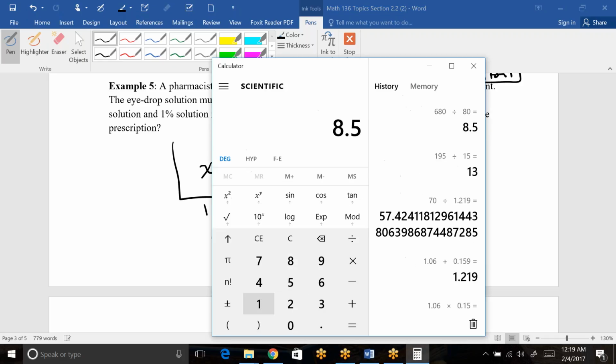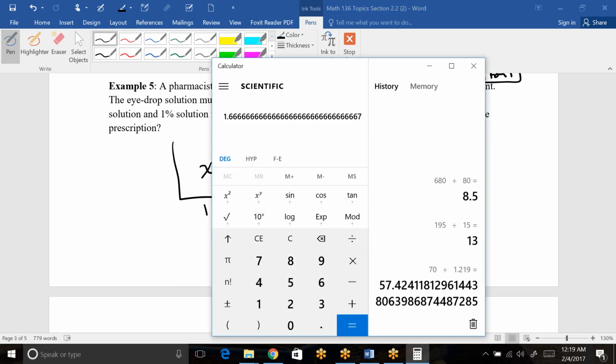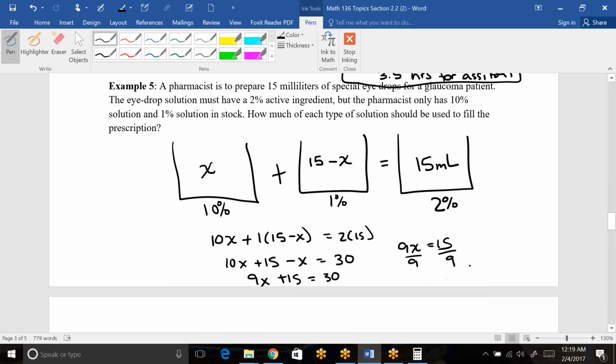So we'll need to get our calculator, because if you're in a word problem, it is okay to go to decimals. So that's 1.7 if we round to the nearest tenth. They didn't specify. So about 1.7 milliliters, and you need to tell me of which one, of the 10%, because that's the X. To find the other one, you do 15 minus that answer. So 15 minus 1.7 would be 13.3 milliliters of the 1%, which makes sense because you need a whole bunch of 1% and just a tiny bit of the higher concentration to bump the whole thing up to 2%.